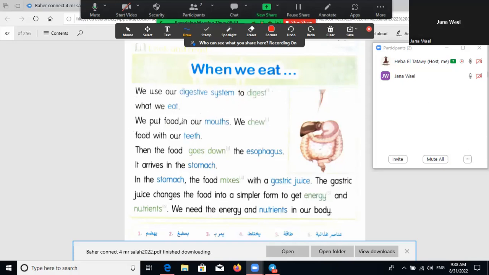So when we use our digestive system to digest what we eat, to absorb what we eat, we put food in our mouth. So this is the first step. We put the food in our mouth. We chew food with our teeth. Chew means to cut it into pieces.